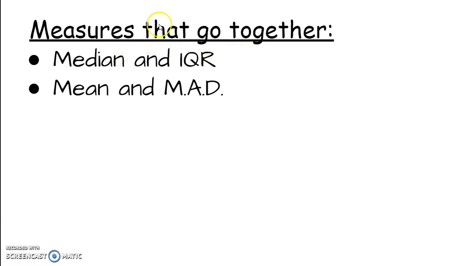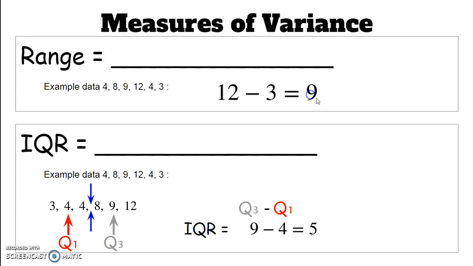Other things on that front side as well, it tells you the measures that go together. So the median and the IQR, those two go together. The measure of center is the median. The measure of variation is the interquartile range. Those two go together always. Same thing goes with mean for your center and MAD for your variation.